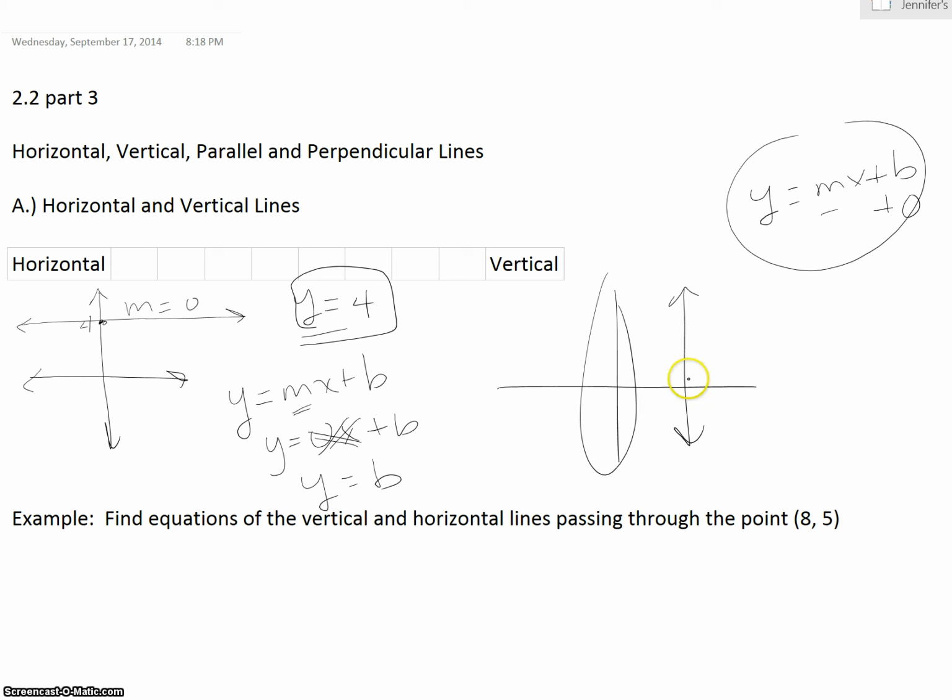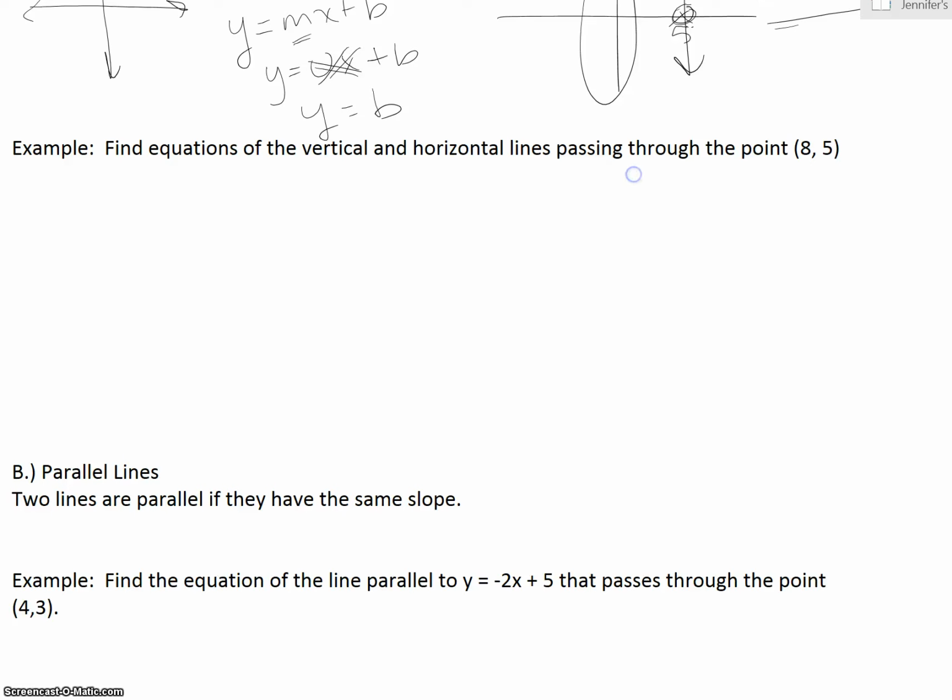A vertical line crosses through the x-axis, so it has an x-intercept, and so therefore your equation for your line is x equals whatever that intercept is. So let's say that it's at 5, then the equation for this line is x equals 5. So, because a horizontal line goes through the y-axis at an intercept, the equation is y equals that intercept. Because a vertical line goes through the x-axis at a certain point, the line is x equals whatever that intercept is.